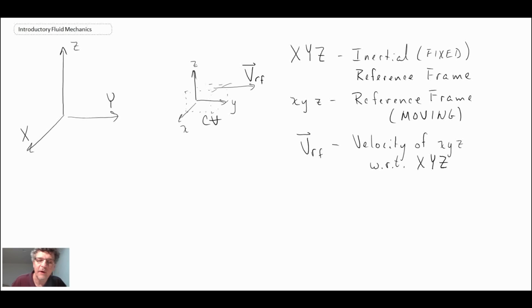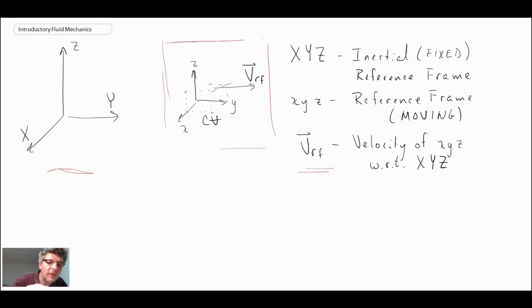So what we have here, we have an inertial reference frame, and that is shown to the left. So this is our inertial reference frame shown over here. And then we have a reference frame that is moving. And within that moving reference frame, that is where our control volume is located. And the velocity at which the reference frame is moving is V_RF. So that denotes the velocity of the reference frame.